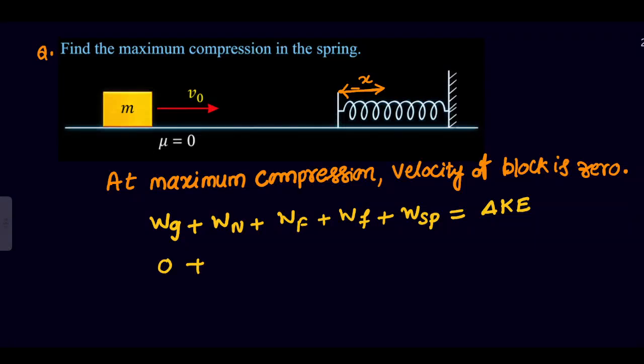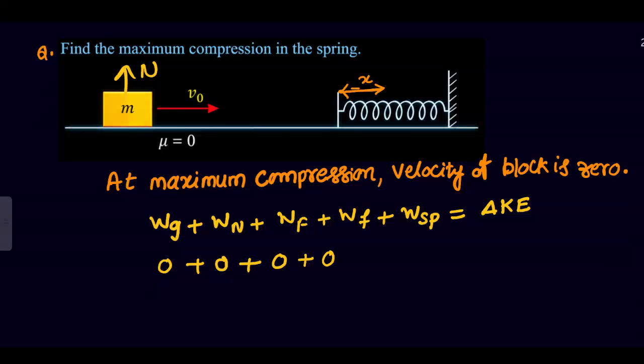And the normal reaction is in the upward direction, angle 90, so the work done by the normal reaction is also 0. Next, the work done by the frictional or applied force. There is no applied force here, the block is just moving. And there is no friction, mu value 0 is given, so there is no frictional force also.